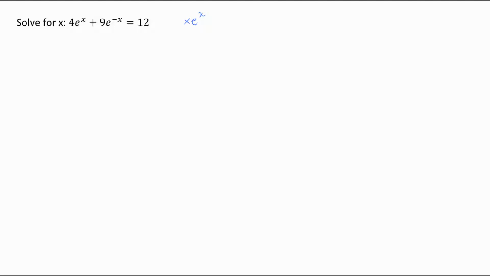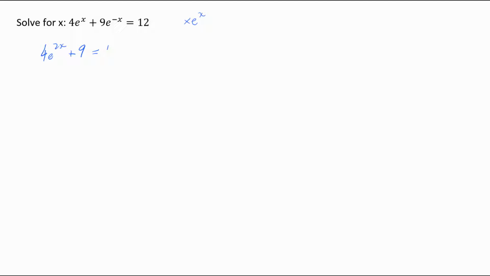If we multiply the left-hand side by e to the power of x, that's just each individual term, right? So we've got 4e^x times e^x. Now when you multiply two exponentials together, you just add the powers, and x plus x is 2x. So this is going to become 4e^2x. The second piece, we've got 9e^(-x) times e^x. Again, we add the powers together, and negative x plus x is 0. So we've got 9e to the power of 0, or, because e to the power of 0 is 1, just 9.